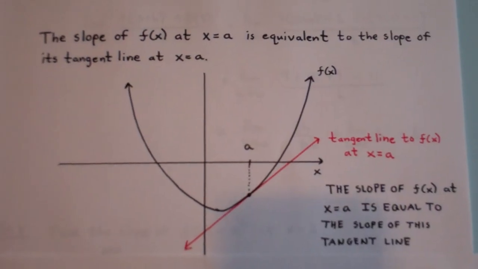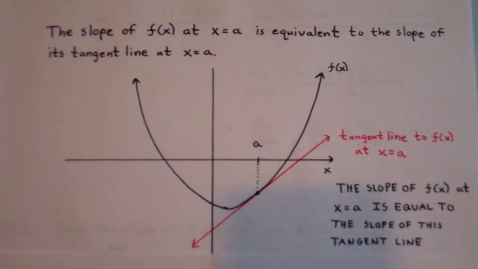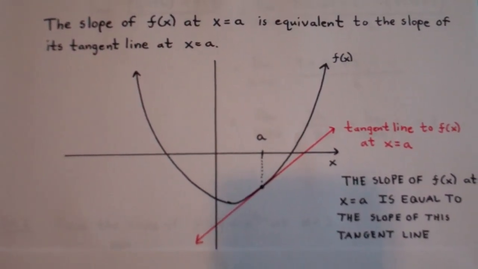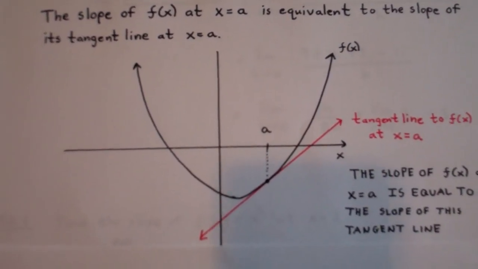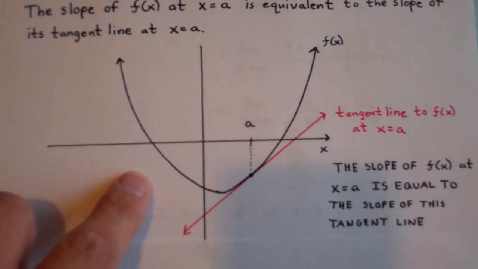Bear with me while I get this to work just right here. Okay, the slope of f of x at x equals a is equivalent to the slope of its tangent line at x equals a. So what I've done here is I've drawn the graph of a function.